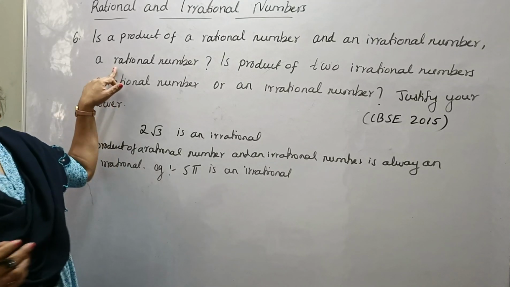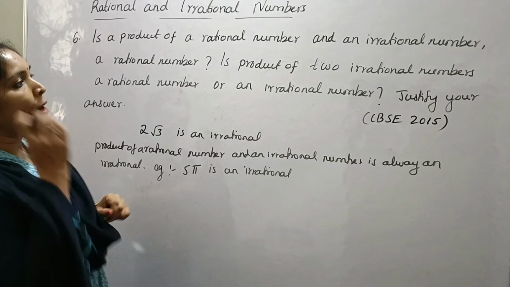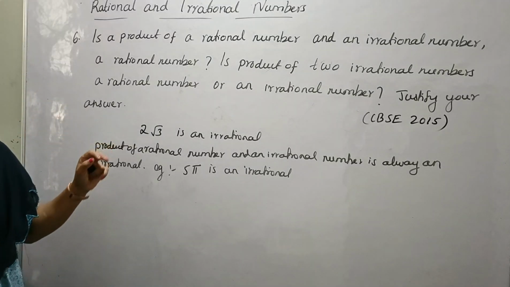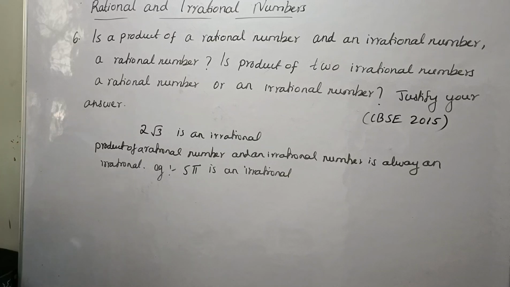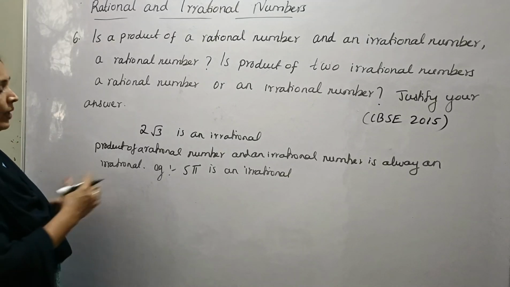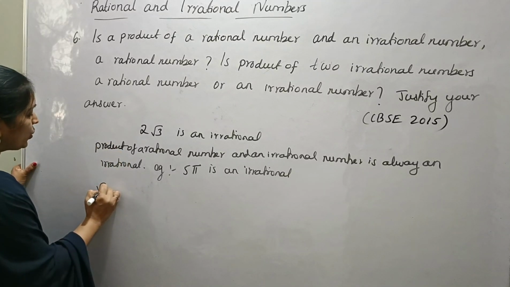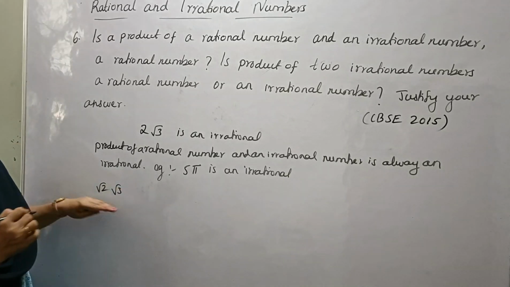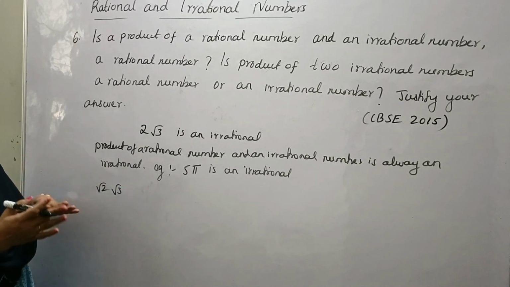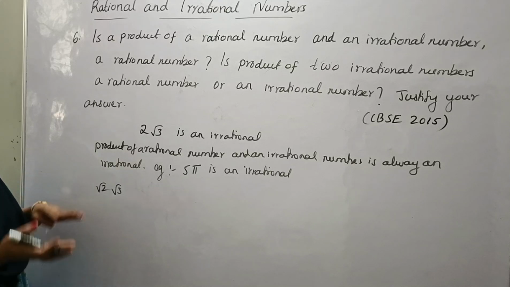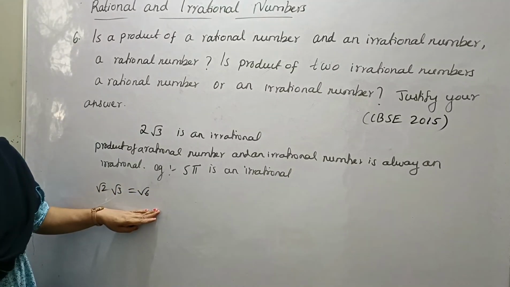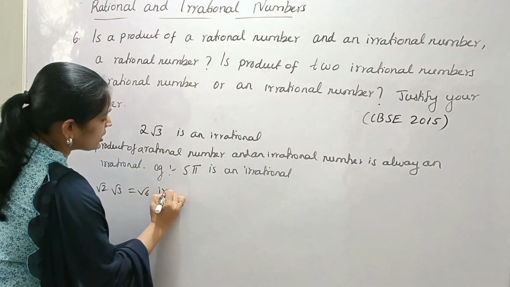Next one. Okay, so is the product of two irrational numbers a rational number or an irrational number? See here, let's take an example. Root 2 is an irrational number and root 3 is also an irrational number. So, the product of root 2 and root 3 is root 2 into root 3, that is root 6, an irrational number.